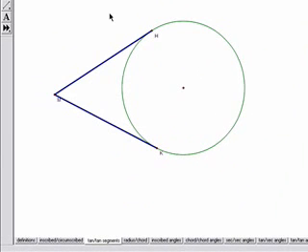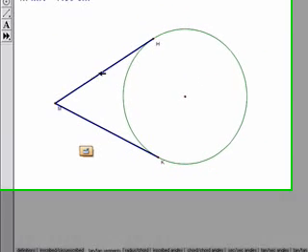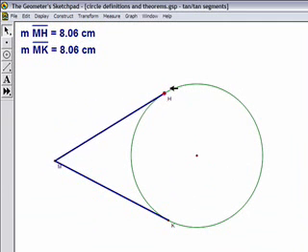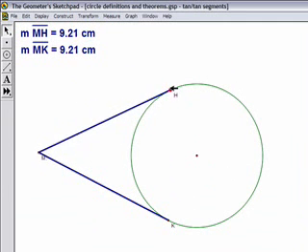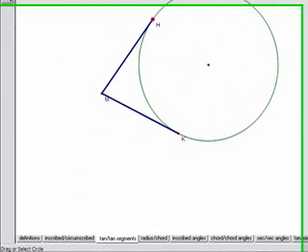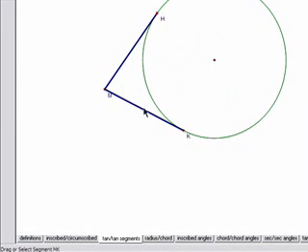Now, tangent segments. Okay, these are called tangent segments. They're not tangents because tangents are lines, they go on forever and ever. And the idea here is that tangent segments that go into the same point are always the same length. So I can move this point around, and you see it moves the intersection point, but those tangent segments are always the same length. No matter how I move these points around, as long as they are indeed points of tangency going to that same point M, then the tangent segments will be the same length.